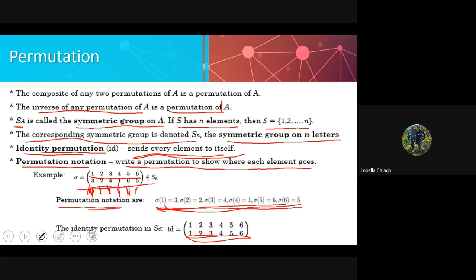Okay? Pero yung kanina, ang element lang na nang-map to itself is the 2. Yun po. So, hindi pa siya pwedeng tawagin na identity permutation because there is only one element mapping to itself. Kasi si identity permutation, lahat ng element ay nagmamap to itself.